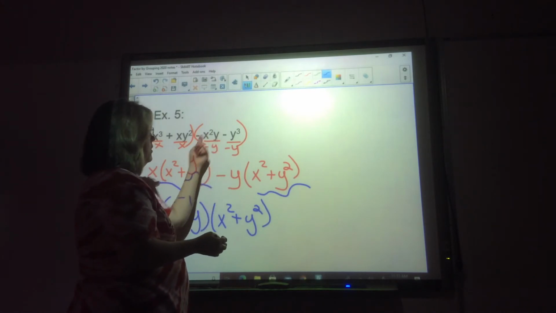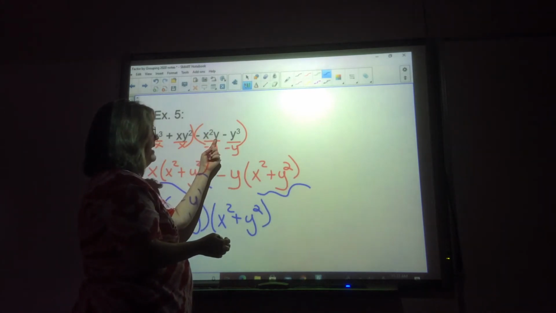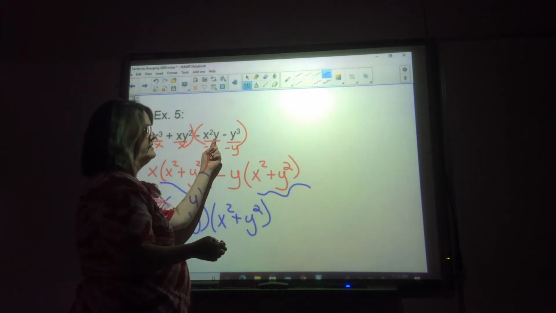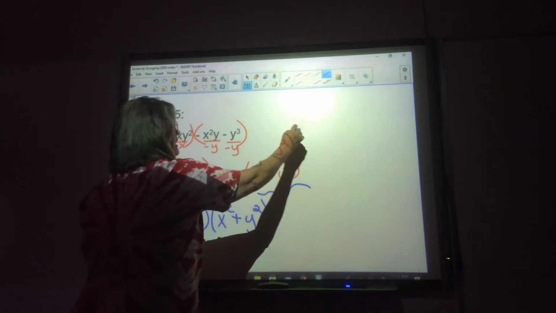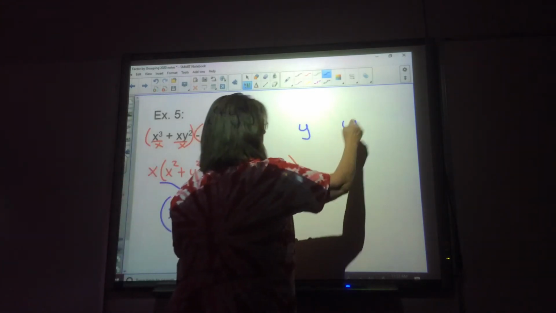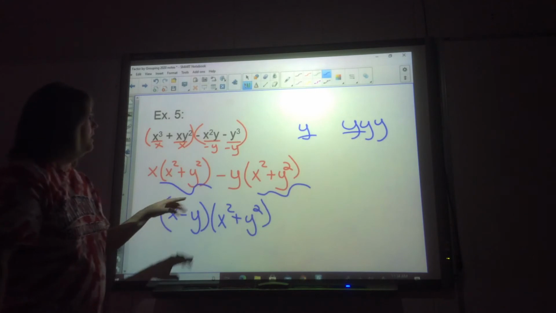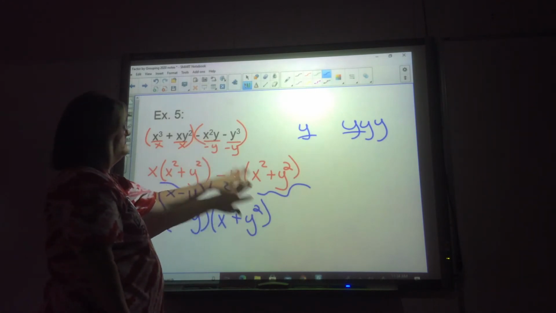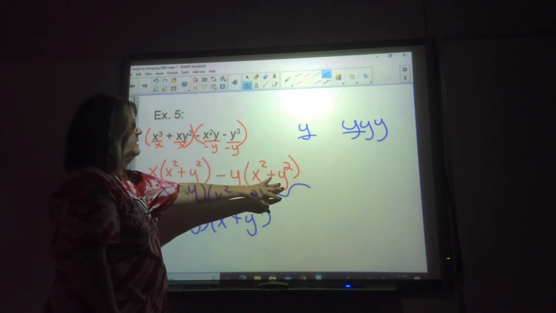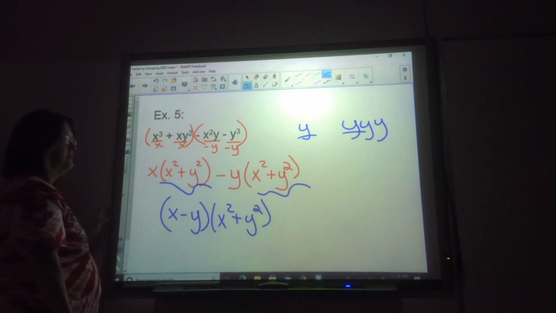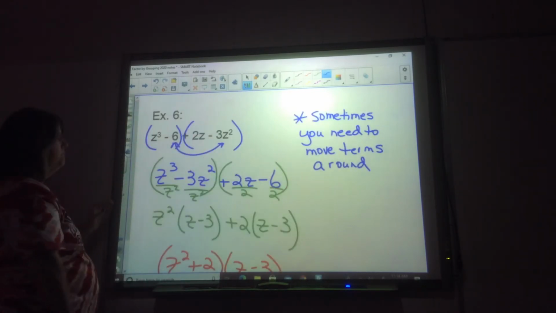And so when we come over here, the y is what they have in common. And remember, you're going to pull the lowest exponent out. That's because I have 1 y in this term and 3 in this one. And the only thing they have in common is one of them. All right, so I'm pulling that out. So this is positive x squared plus y squared. In this parentheses, x minus y times x squared plus y squared.